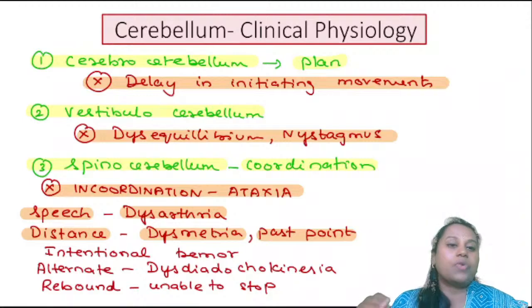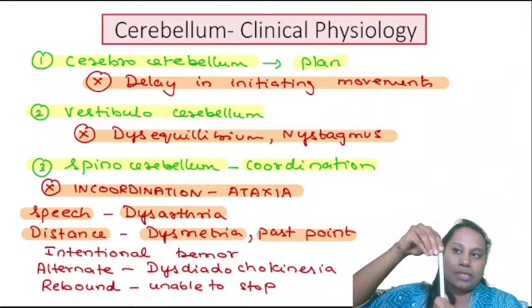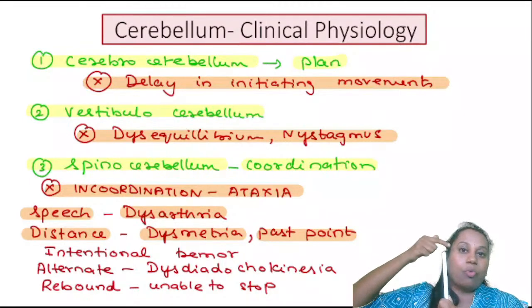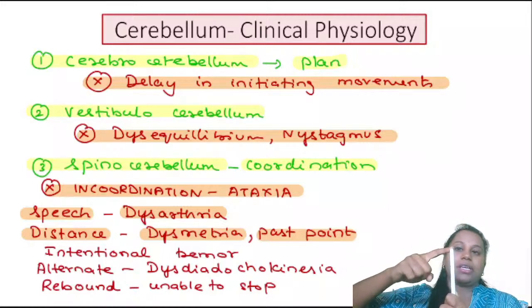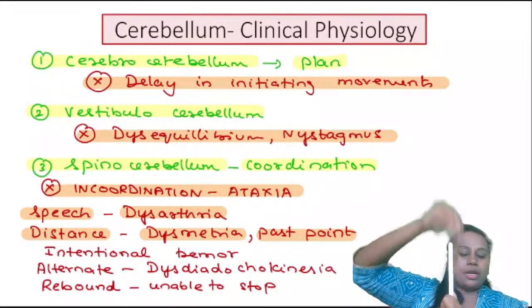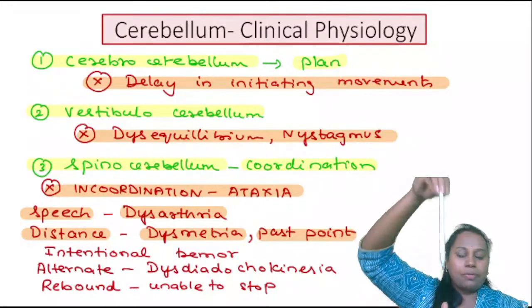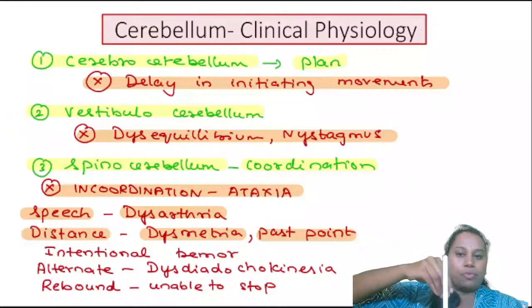Dysmetria is when you ask a patient with cerebellar disease, let's say there is a pencil here, to pick up this pencil. He cannot measure exactly at what distance the pencil is. That is dysmetria. He is not able to record distance. So his hand will go forward, come back, go forward, come back. He cannot pick up this pencil. This is called past pointing. He is pointing past the object.